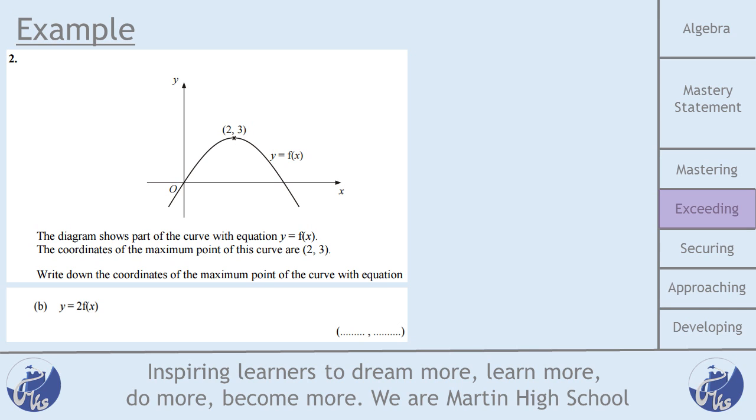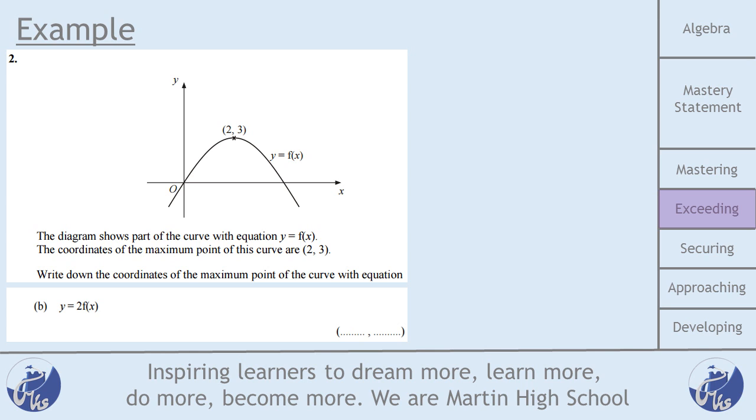Now, rather than go on to the next one, I'm going to give you here an example GCSE question. And if you watch my previous video, you can see we've just got a sketch of a function and we're told what the maximum point is. And we're asked to write down the coordinates when the equation is y equals 2 f of x.